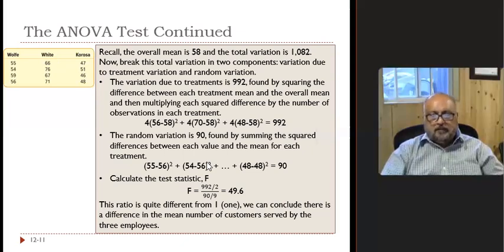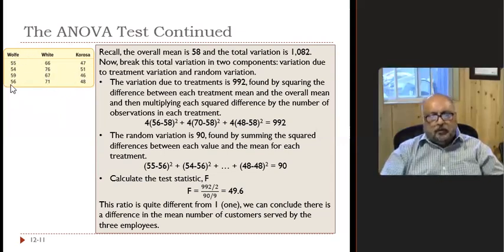Now the random variation is 90. How do we find that? Basically, we go from here and keep subtracting the mean value of each of these treatments, taking the squared difference between each value and the mean for each treatment. So here we are not subtracting the overall mean. What we are trying to do is focus on one treatment at a time.